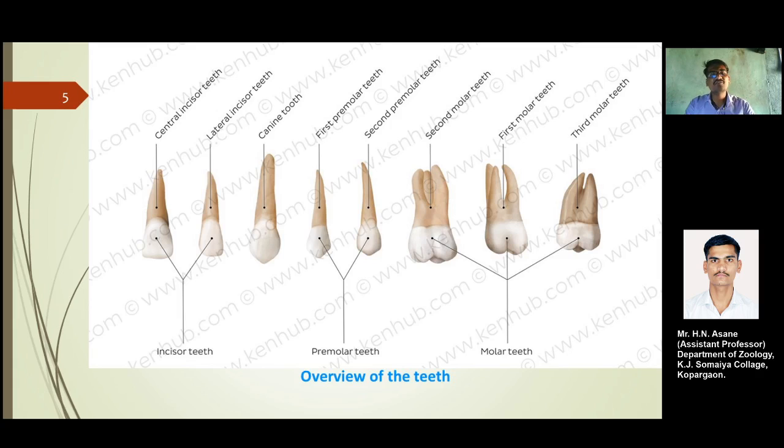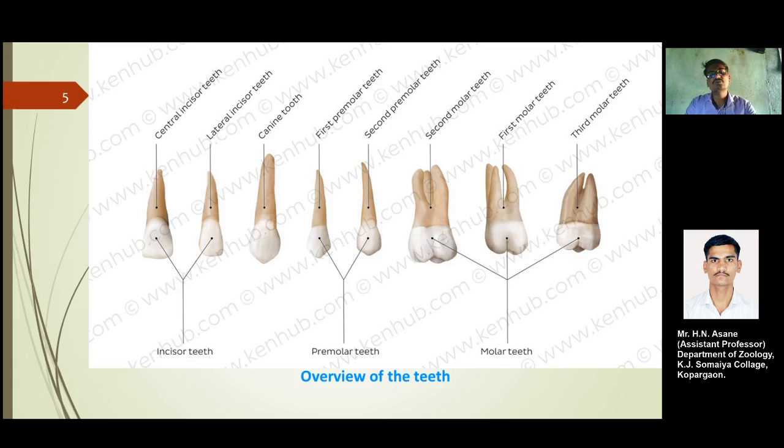Then the second main type will be the canine tooth, which is for the cutting purpose. The third type will be the premolar teeth, that will be the first premolar teeth and second premolar teeth, which have differences in the roots.